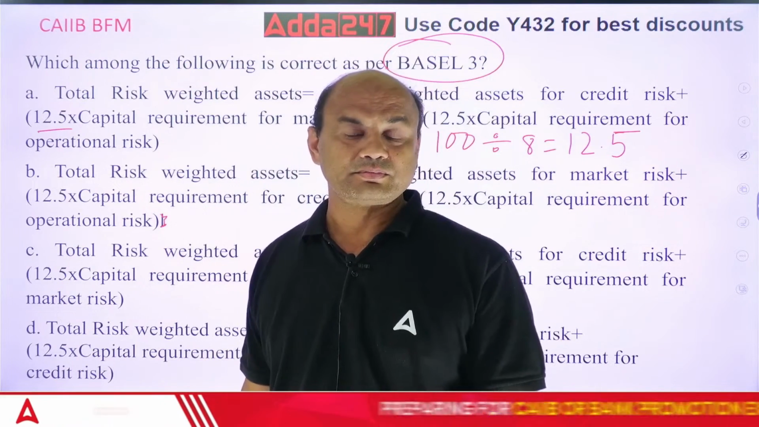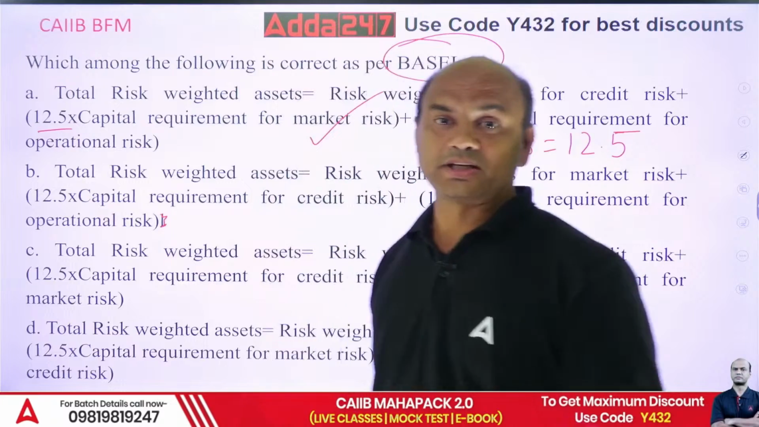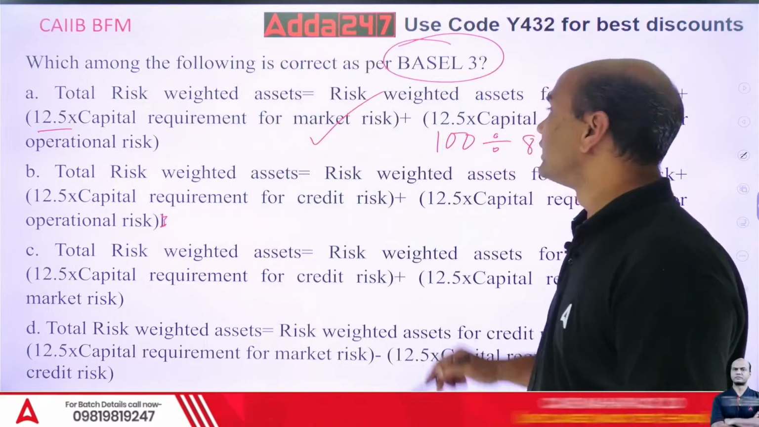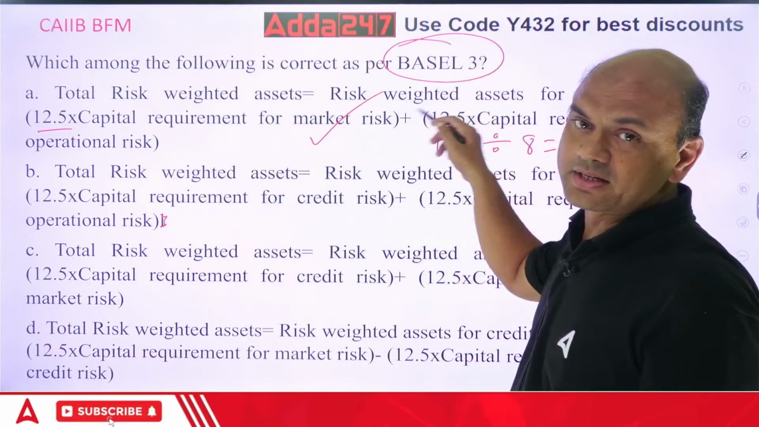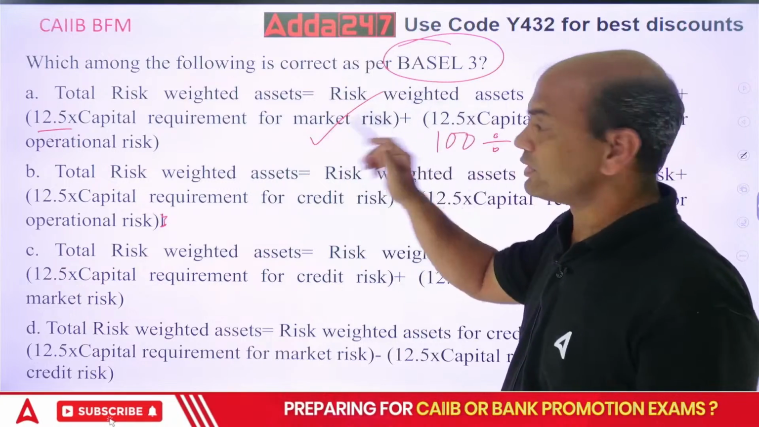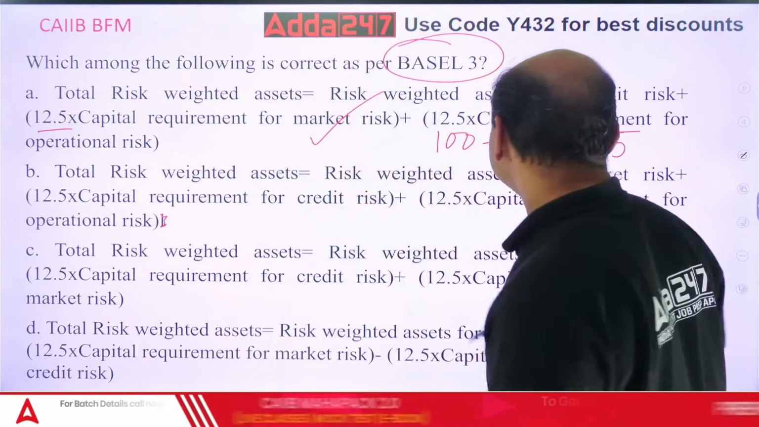Okay? Because that is a new CRAR. So, if it comes the question of Basel, then it is 8. That is 12.5. 12.5 is correct. Okay? Next one.